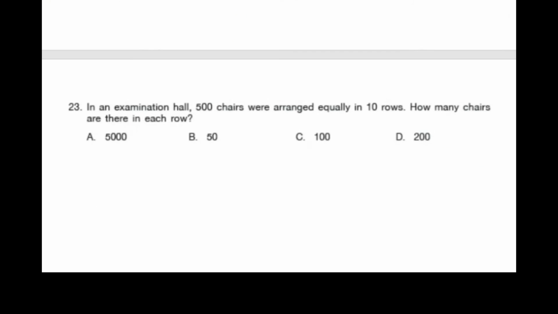Question number 23. In an examination hall, 500 chairs were arranged equally in a row. We know the word equally comes when we have to divide, right? Shared among, distributed equally. So these are the words we use for division. 500 chairs were arranged equally in 10 rows. How many chairs are there in each row? Let's solve.